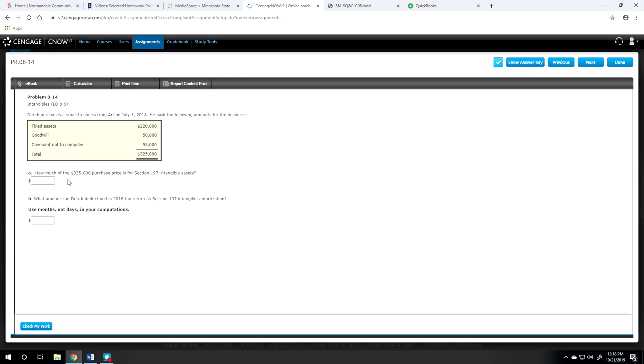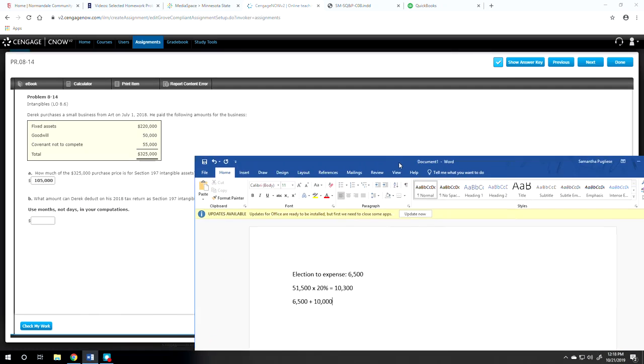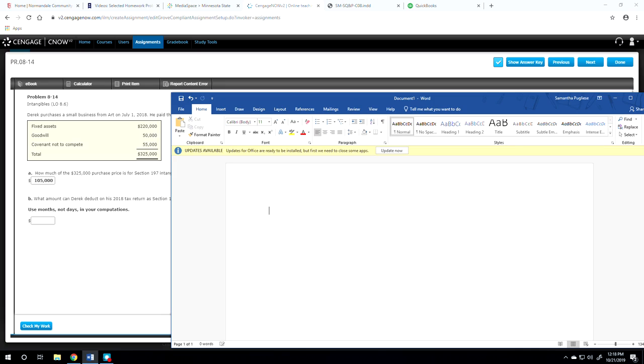So part A is $105,000. And then part B, what amount can Derek deduct on his 2018 tax return as section 197 intangible? So we want to take the 105,000 and divide that by how many years? Intangibles are amortized for tax purposes over 15 years. So that gives us 105 divided by 15. So that would be $7,000 for the whole year.